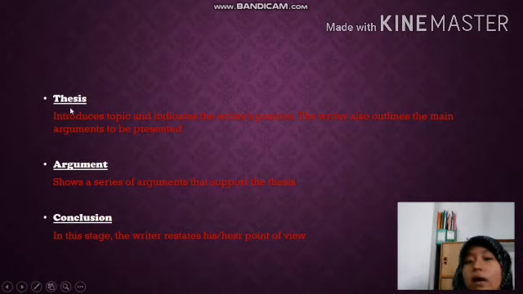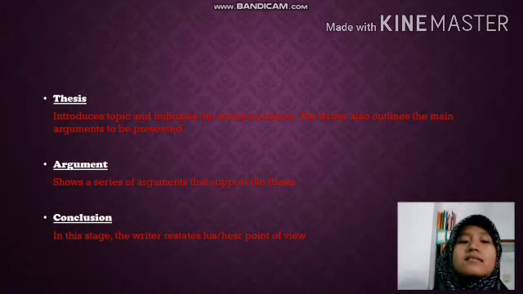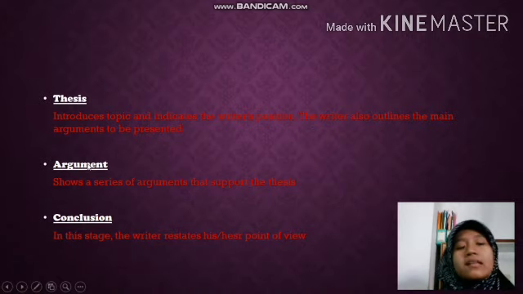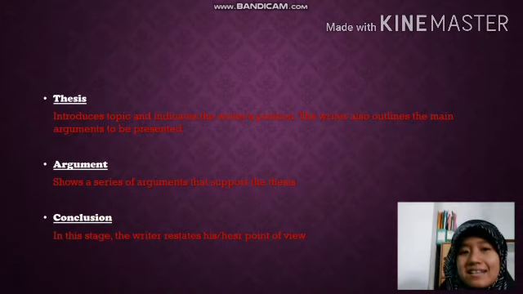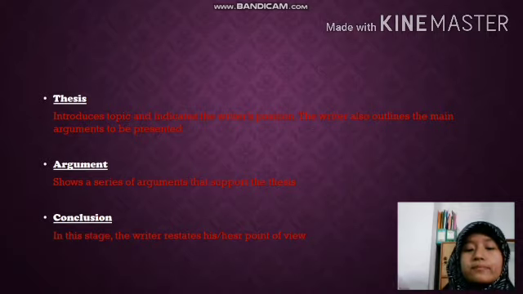Okay, thesis. What is thesis? Thesis introduces the topic and indicates the writer's position. The writer also outlines the main arguments to be presented. And then next is arguments. Maybe it can be some paragraphs of argument. It shows a series of arguments that support the thesis. And then the last, conclusions. At this stage, the writer restates his or her point of view.